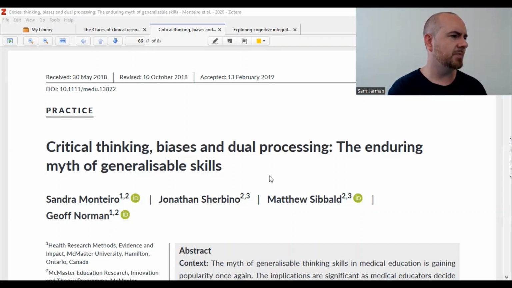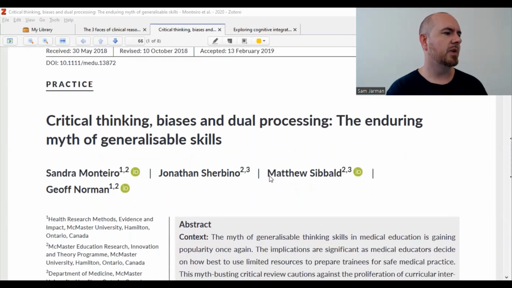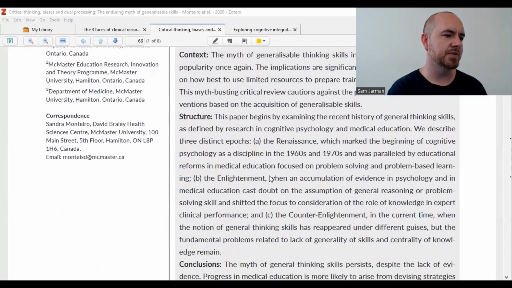This is from 2018, so I believe this was a little bit after. Critical thinking, biases, and dual processing, the enduring myth of generalizable skills.